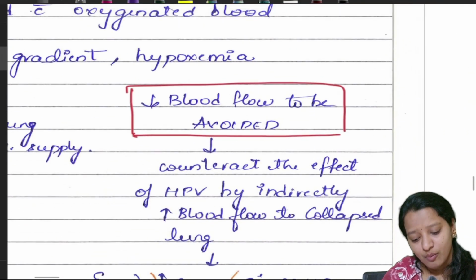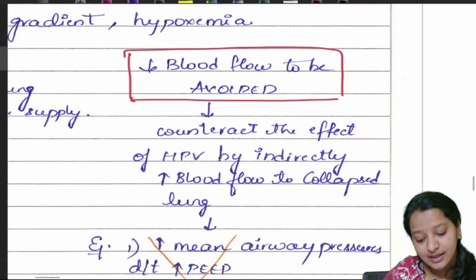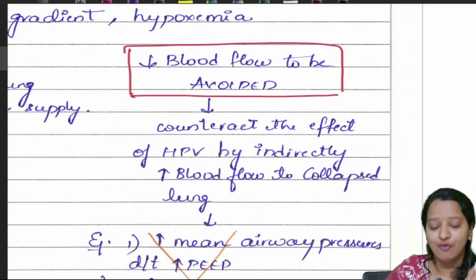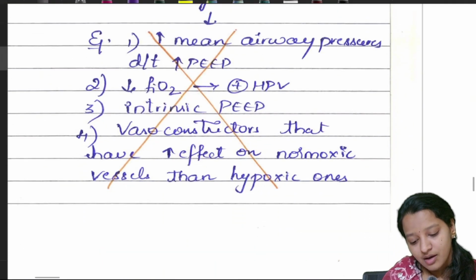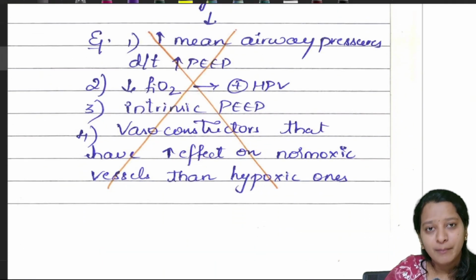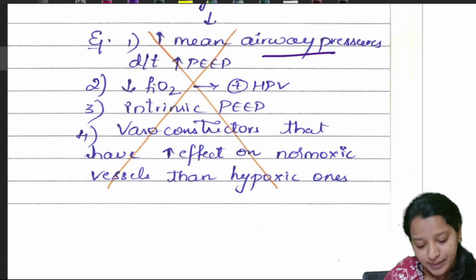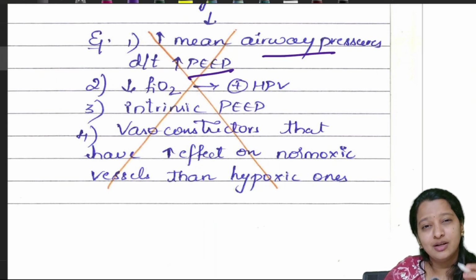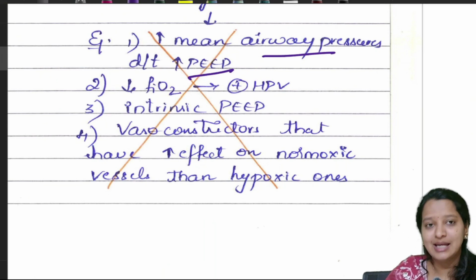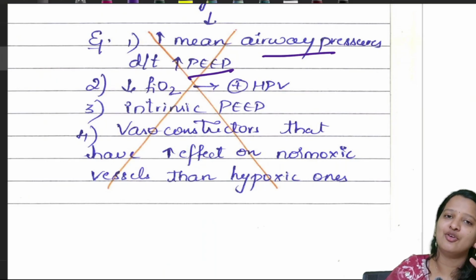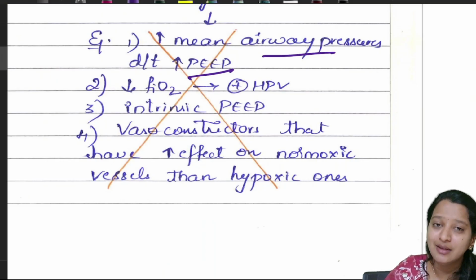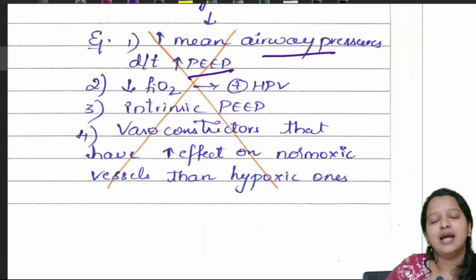Coming to what to do for the ventilated lung, here the decrease in blood flow should be avoided. So we shouldn't go for high airway pressures or high PEEP. Again, we shouldn't decrease the FiO2 too much, because it may activate HPV, and we should not have HPV acting in the ventilated lung, because HPV is nothing but hypoxic pulmonary vasoconstriction.